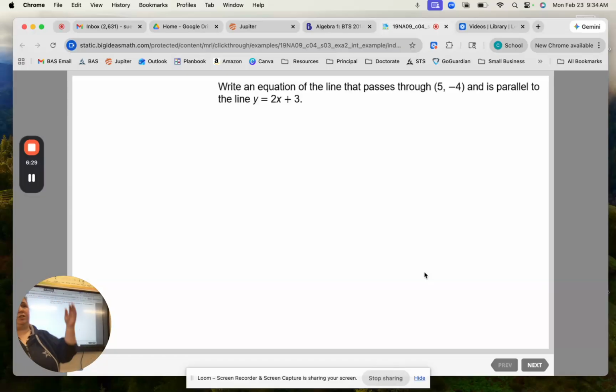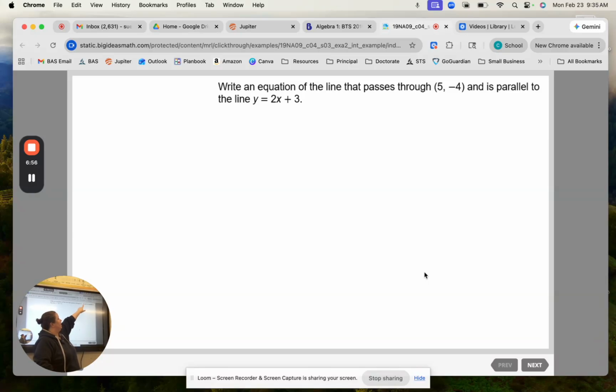What do we know about these two lines? How are they going to compare if we know they're parallel? Same slope. What is the slope of our line that we're comparing to? 2. So on our new line, we could already plug in 2 where the slope is, correct? On our new line, we know we have a point, and we know we're going to have a new y-intercept. So what can I do with this to solve for the y-intercept?